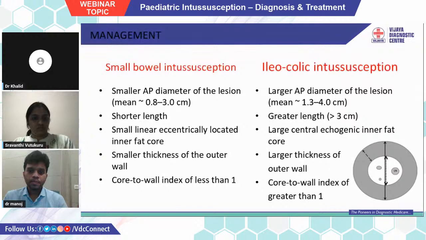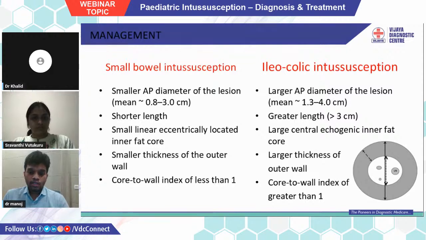While in the ileocolic type, the AP dimension is larger, and it will be generally greater than 3 centimeters in size. And because of the high amount of fat in the ileal mesentery, it appears as a large central echogenic inner fat core. And also because small bowel is involved, the small bowel type has a smaller outer wall thickness, while in the ileocolic type there is a larger thickness of the outer wall.